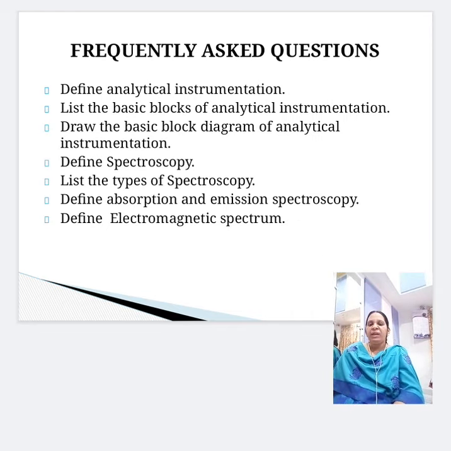The most frequently asked questions from this topic: you may be asked to define what is analytical instrumentation, what are the different blocks of analytical instrumentation, the basic block diagram of analytical instrumentation. Then you will be asked to define what is spectroscopy, the types of spectroscopy, and define absorption and emission spectroscopy, and you will be asked to define the electromagnetic spectrum.